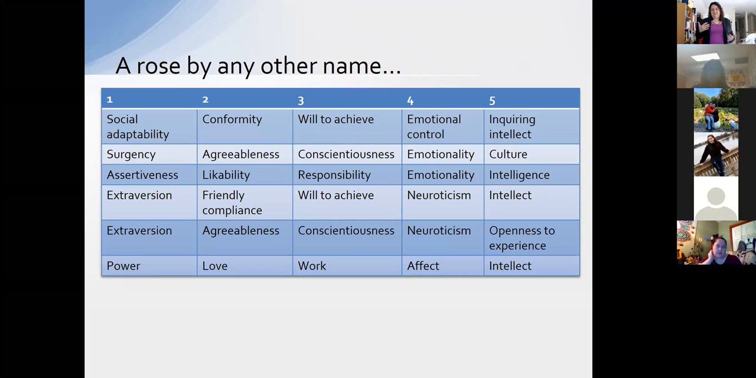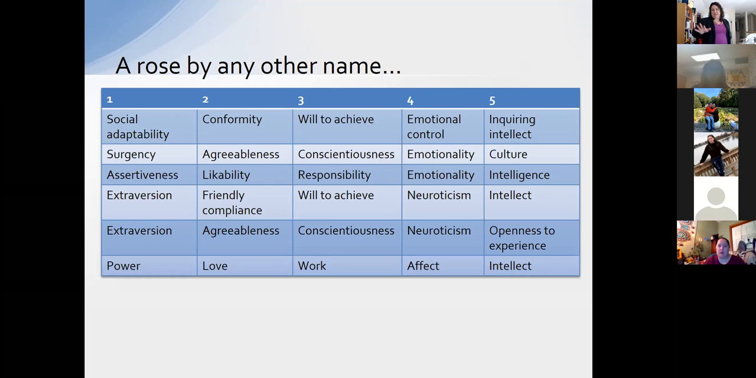So you can see that some people decide to call extroversion very different things, like social adaptability or power, right? So this last row is very simplified, obviously. Agreeableness is sometimes called likability, or again, that conformity factor. Conscientiousness, some people, again, tie this very closely to that idea of motivation, will to achieve, or responsibility. Emotionality is sometimes used for neuroticism, or the opposite valence of emotional control.